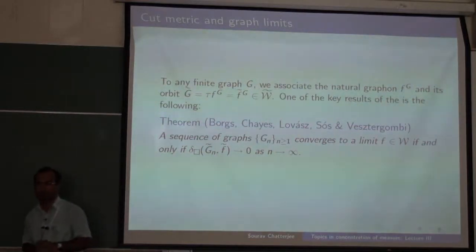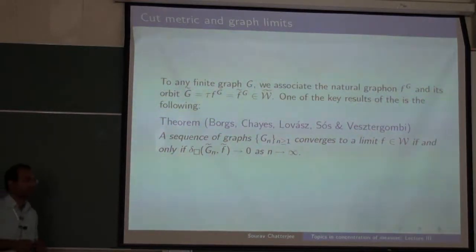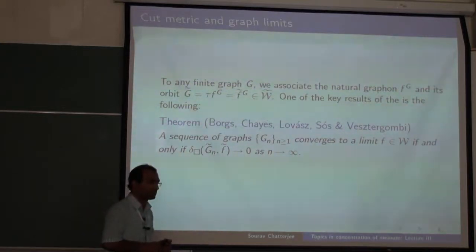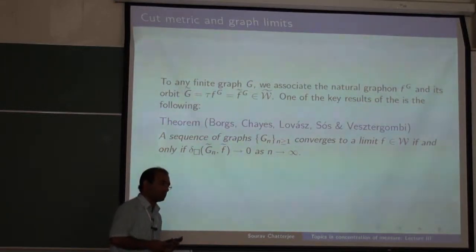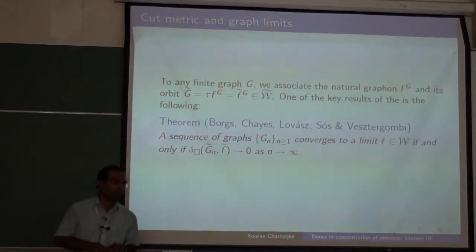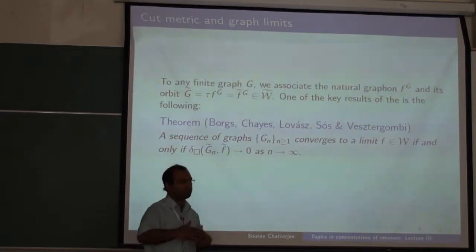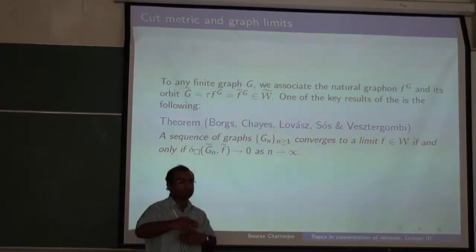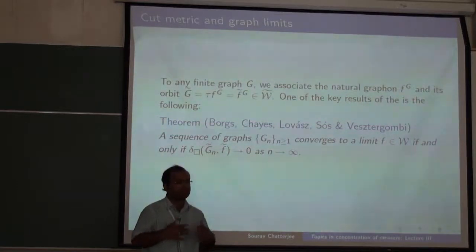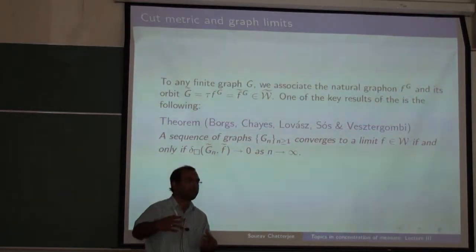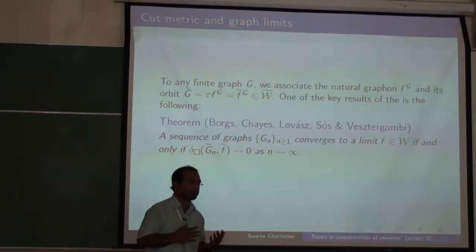Any questions? The thing is, this metric is something between the strong and the weak topology. It's weaker than the strong topology, but stronger than the weak topology. The problem with the weak topology, as I'm going to mention later on again, is that it is good for many things, but it does not make these homomorphism densities continuous. If you ask about the density of triangles, that's not a continuous function with respect to the weak topology.